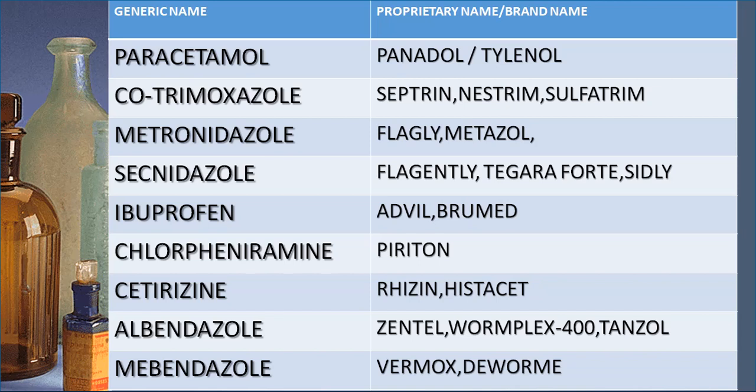Then I know a lot of us know Ryzen from Kinapharma, and Histacept. The doctor wouldn't write Ryzen. He would rather write cetirizine. Then we have Zental, 1 plus 400 Tanzol. Instead of Zental, the doctor writes albendazole. And let's say somebody wants Vermox or Deworm, the doctor writes mebendazole. We are supposed to know this because sometimes doctors will write mebendazole and the MC does not know mebendazole is Vermox. As time goes on, we'll be seeing some of these brand names and their generic names.